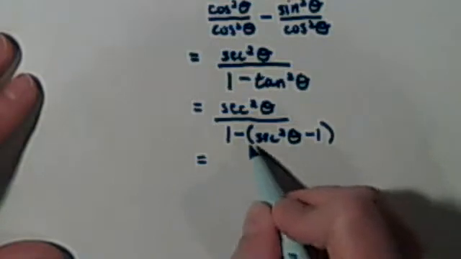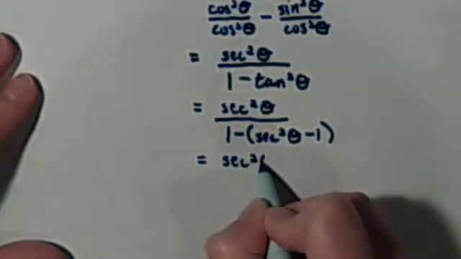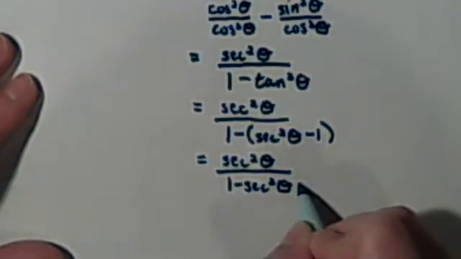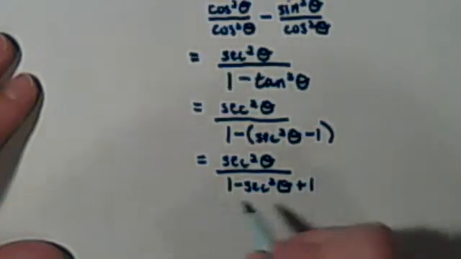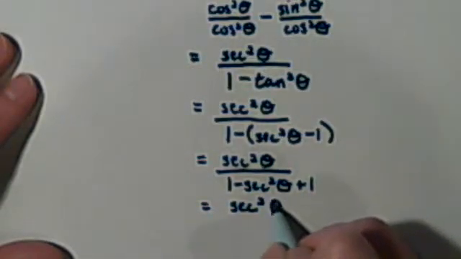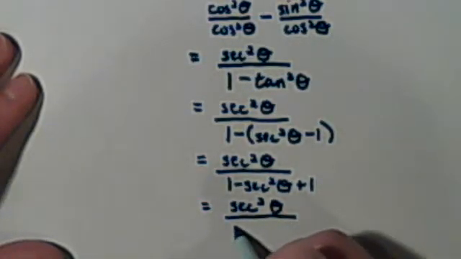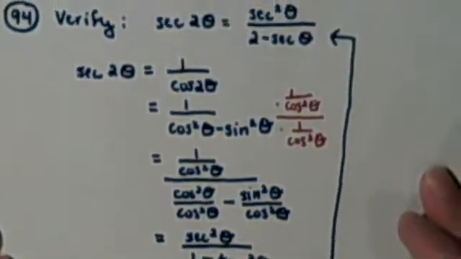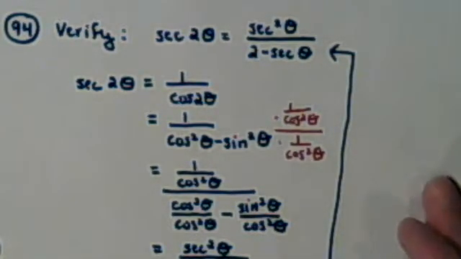Now distributing through the minus, we get secant squared theta over 1 minus secant squared theta plus 1. And notice 1 plus 1 is 2. And suddenly we have the other side of our original identity. We have secant squared theta over 2 minus secant squared theta. So I've been able to rewrite the left-hand side in terms of the right-hand side, which we had way up here.